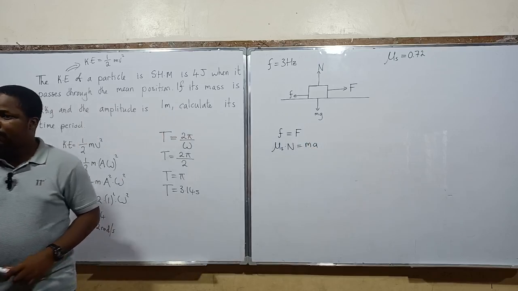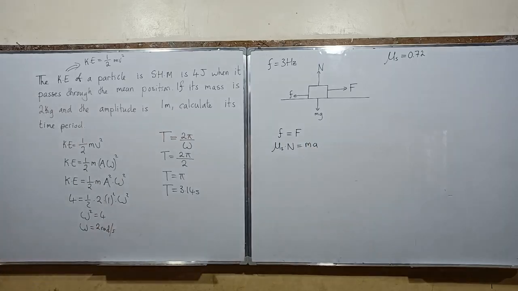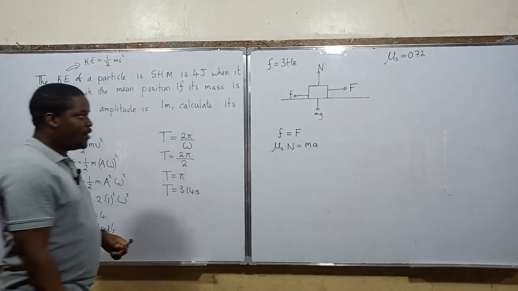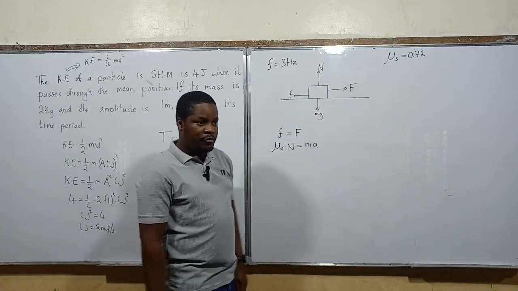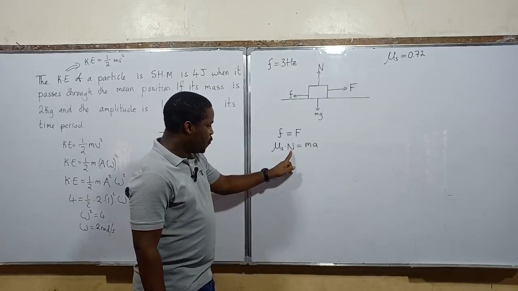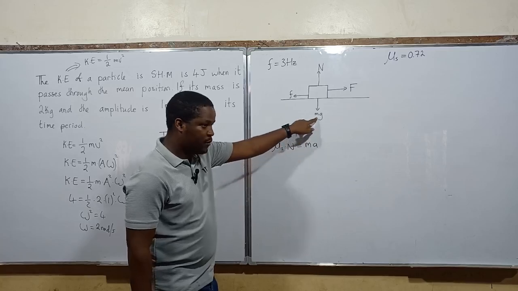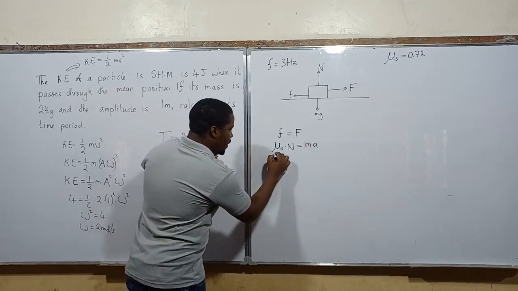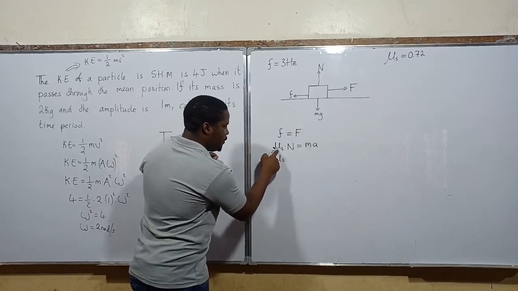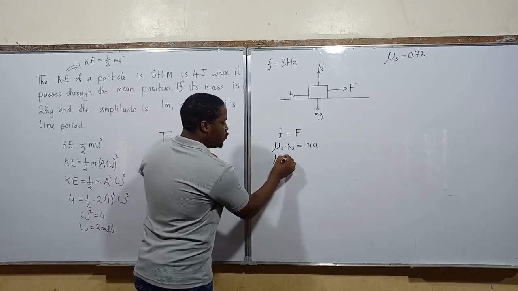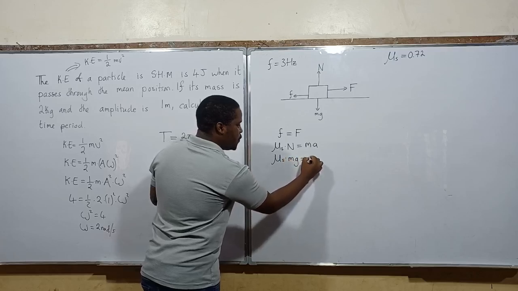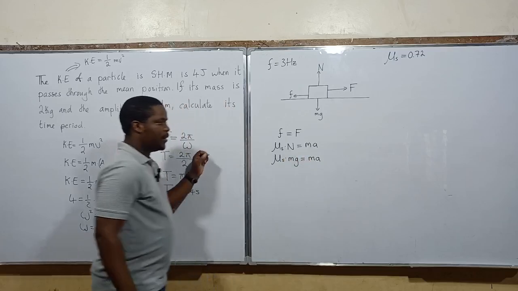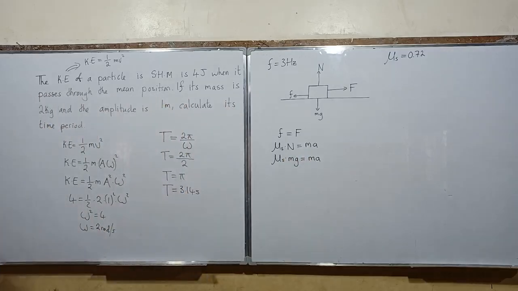Newton's third law, again, for every action there's an equal but opposite reaction, on the y-axis. Normal force is equal to what? mg. Hence, where there's normal force, we substitute it with mg. So we'll have mu times mg, which is equal to ma. I hope you understand how everything is coming together.